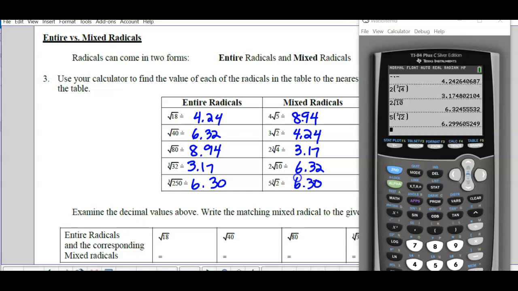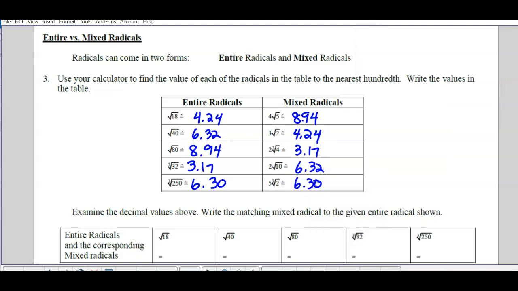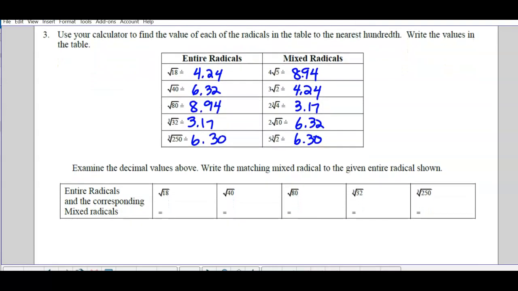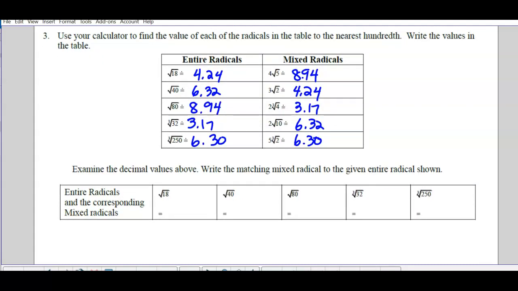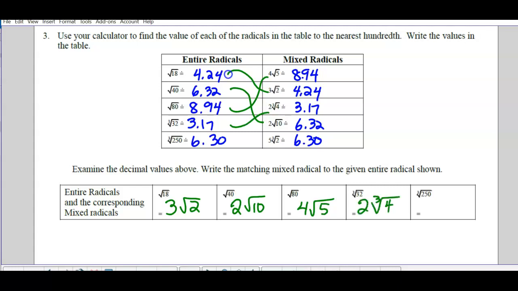Okay, so we filled in all the decimal values. We're told to round. As I said, we're not going to do this that much. We are going to look here, though, to match these up because we have some same values. It says examine the decimal values and write the matching mixed radical to the given entire radical. So root 18, which one matches? Both of these have 4.24 as their decimal answer, so that's the same as 3 root 2. Root 40 is the same as 2 root 10. Root 80 is the same as 4 root 5. Cube root 32 is the same as 2 cube root 4. And the last two actually match up in the order there.